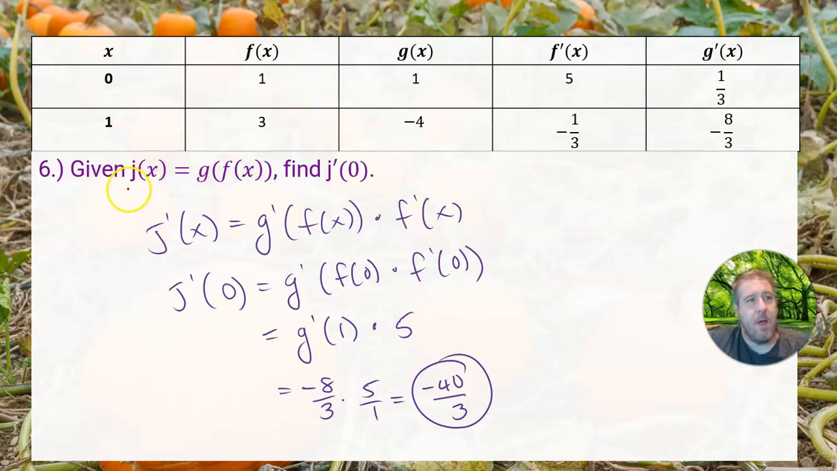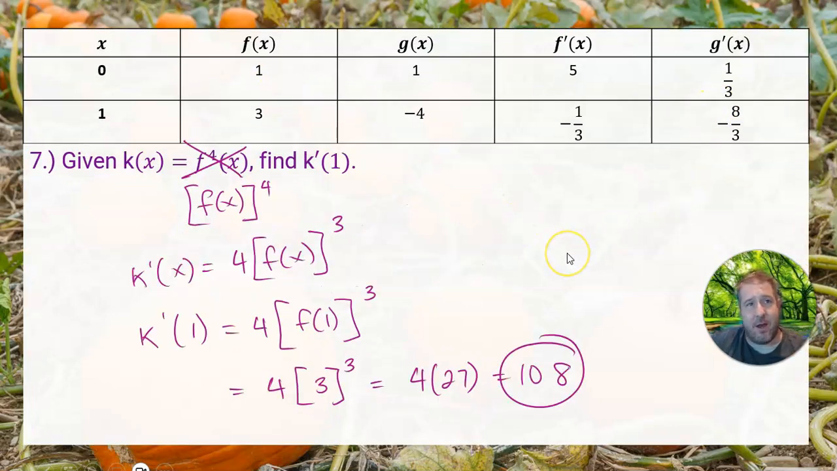All right, same thing here. They're telling us the name of the composite function. They're giving us what it's equal to. Derivative of the outer function times derivative of the inner function. Plug in your zeros, substitute, and solve. You can kind of go through the rest. Just looking at the table, that's all you really got to do.